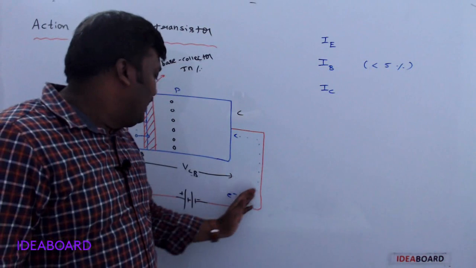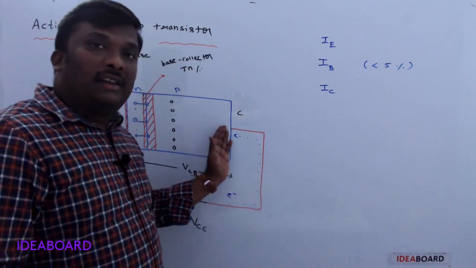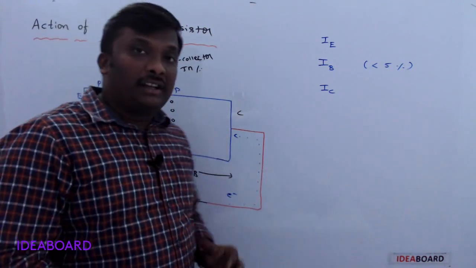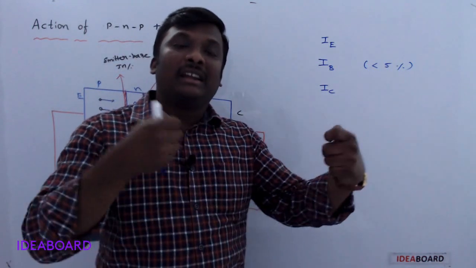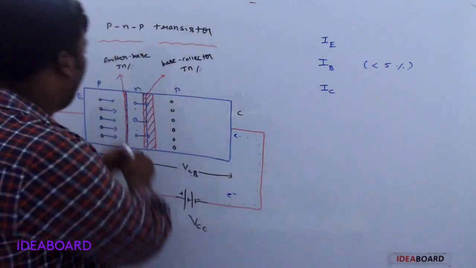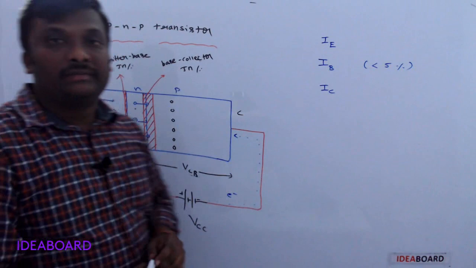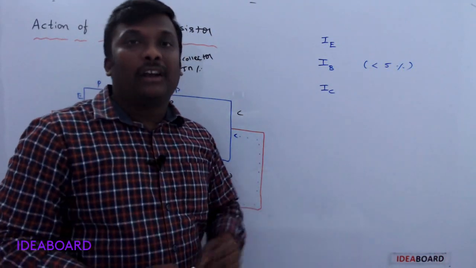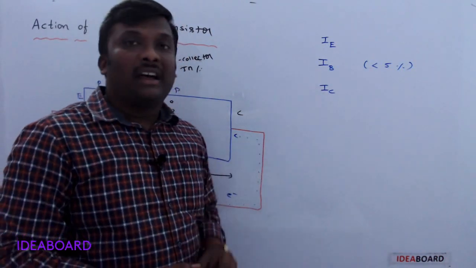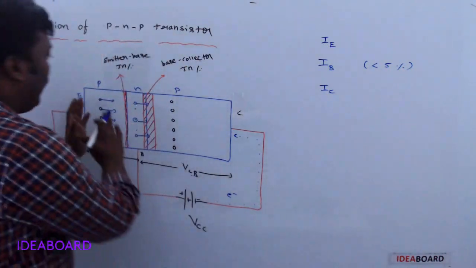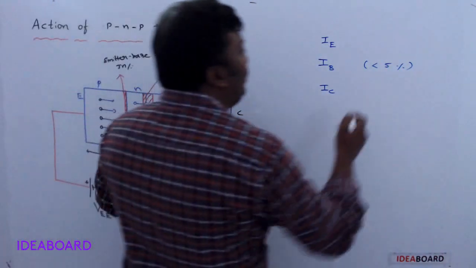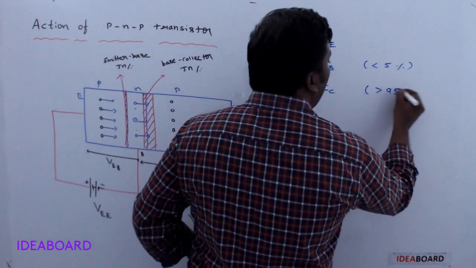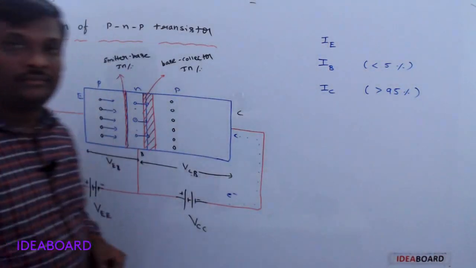Understand? Electrons from the VCC enter the collector region and immediately recombine with the holes which came from the emitter. Okay, and they get neutralized, which constitutes the collector current. So how many holes will enter here? More than 95%.